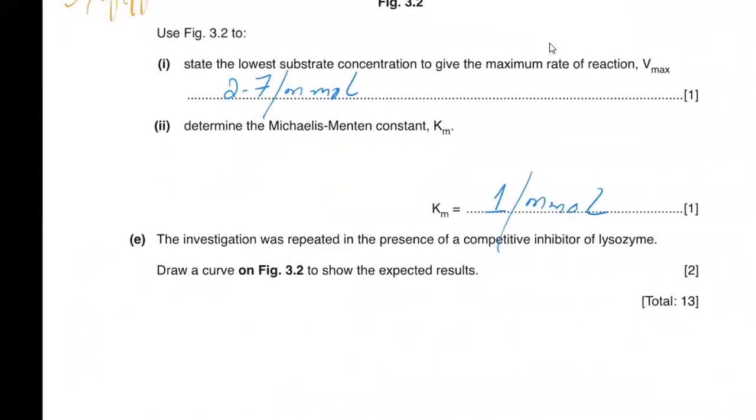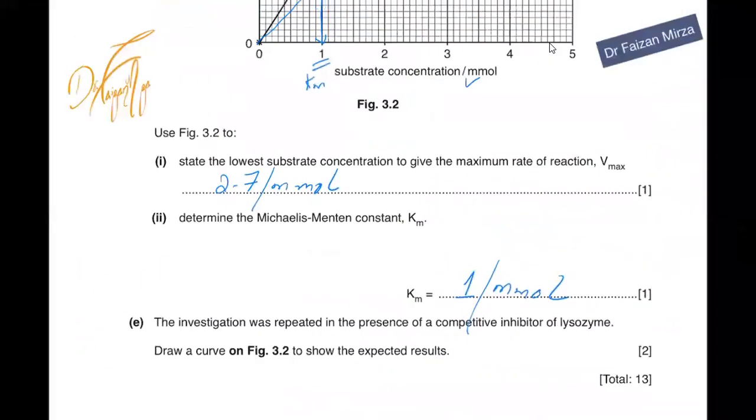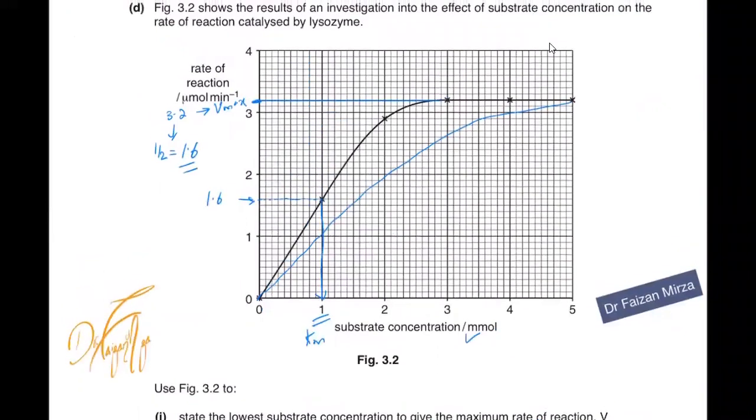The investigation was repeated in the presence of a competitive inhibitor of the lysozyme. Draw a curve to show expected results. This is how the expected results would be, because when the competitive inhibitor is there, the rate of reaction will start to slow down. But as the substrate concentration is increased, gradually the rate of reaction will start to increase, and eventually it will reach the same Vmax as it was without the inhibitor. If they were asking you for a non-competitive inhibitor, the graph would go somewhat like this, because it would not go to the same Vmax as before.